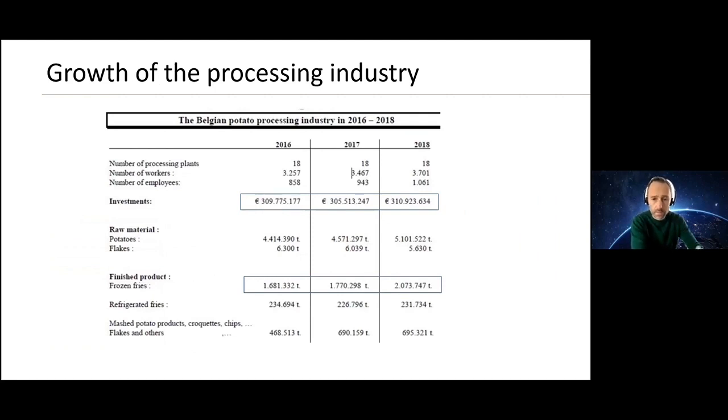Also in terms of investment, the whole industry makes substantial yearly investments, both in their factories and in the peripheral parts of the industry, and you see that this also reflects in the total produced amount of frozen potato products. So nearly 2 million tons of frozen potato products, which makes Belgium the largest frozen potato products exporter in the world, followed closely by the Netherlands. So this is Belgium, the Netherlands, really the heart of the potato processing industry.